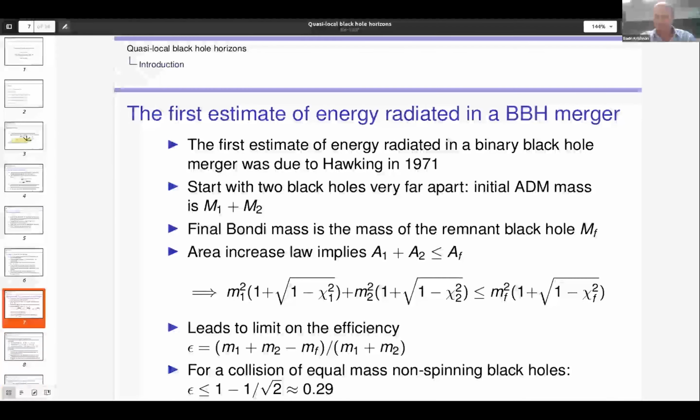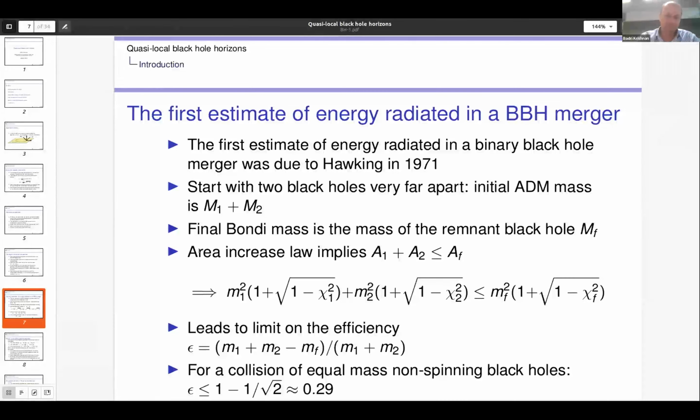So the final mass, now you have to be careful what we mean by the mass here. Of course, the ADM mass does not change. What is meant here is what is left in the space-time after all the radiation is gone. So this is what is called the final Bondi mass of the space-time. So this is taken to be MF, and this is relevant to the final black hole that is left in the space-time. So now the area increase law implies, again, as we said, that A1 plus A2 must not be bigger than AF.